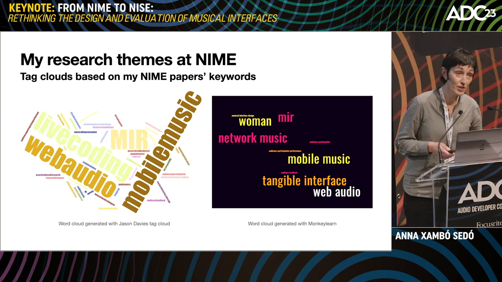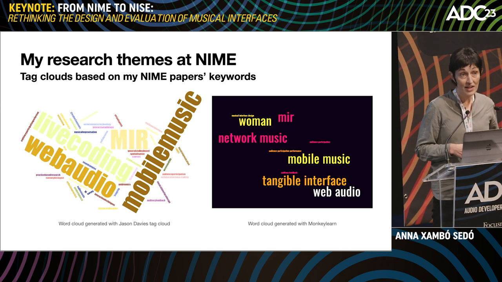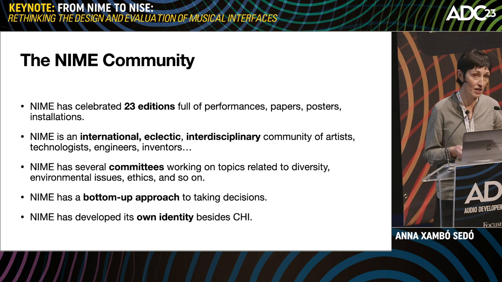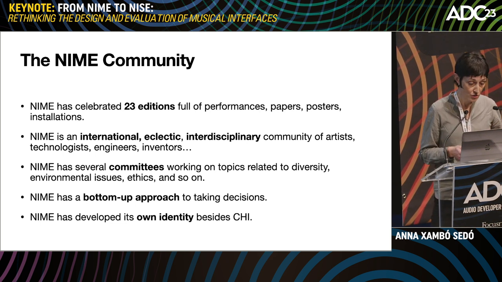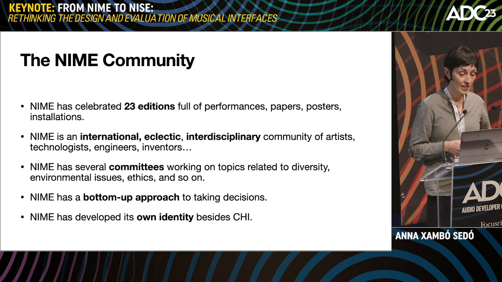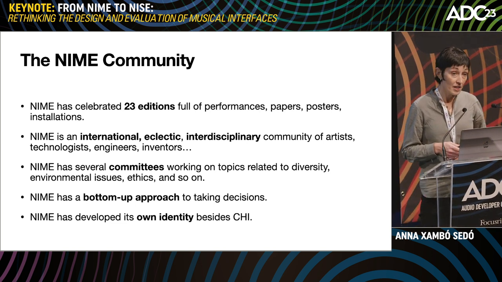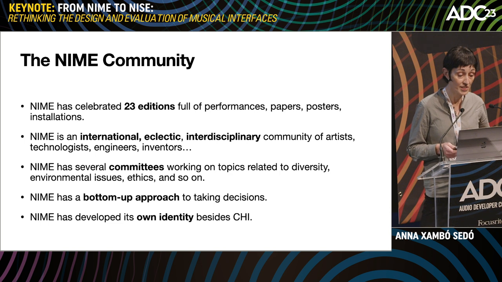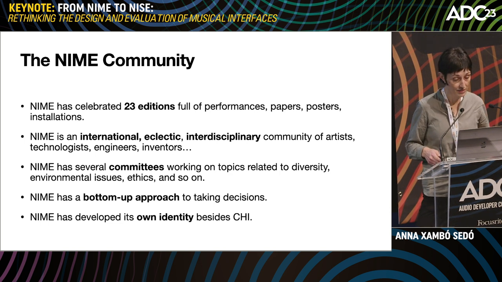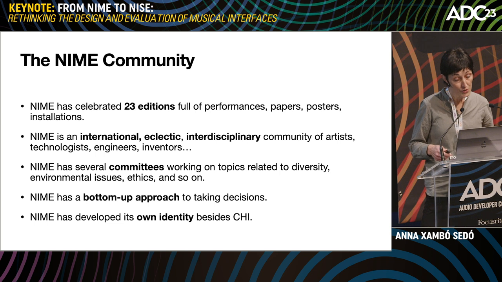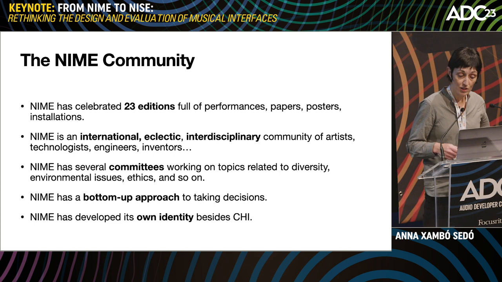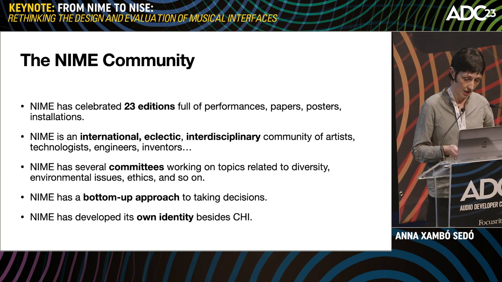So the NIME community is great. It's a great event, a great community, and they have been hosting 23 editions so far. It's international, it's eclectic, it's interdisciplinary. It has different committees, addressing different issues, if you like, related to diversity, to environmental issues, to ethics. And it has this very nice bottom-up approach of taking decisions, and it has developed its own identity besides CHI, this bigger conference.